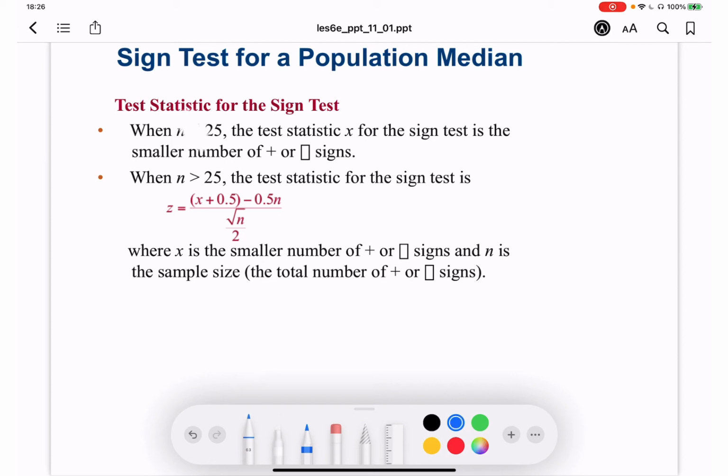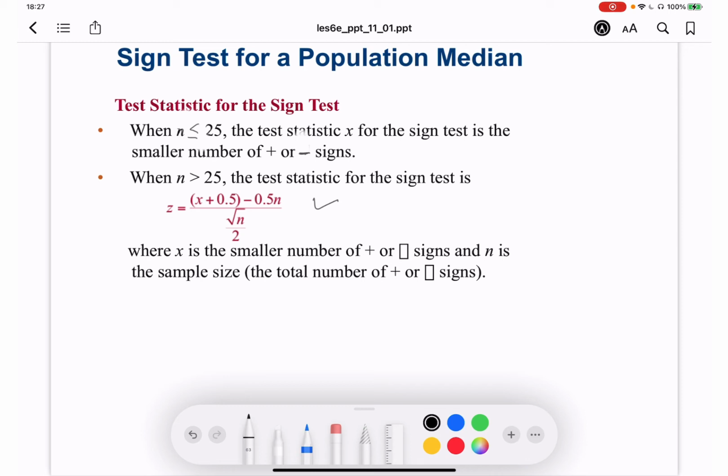If n is less than or equal to 25, the test statistic X for the sign test is the smaller of plus and minus. When it's greater than 25, then we are going to use the z-score table, and we are going to calculate the z-statistic by this method.